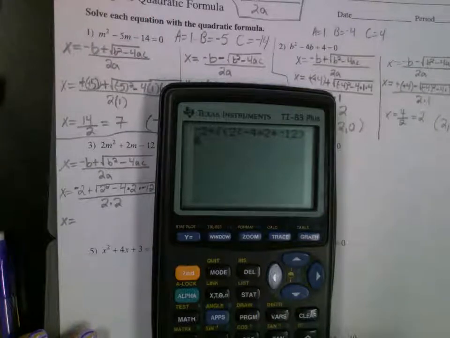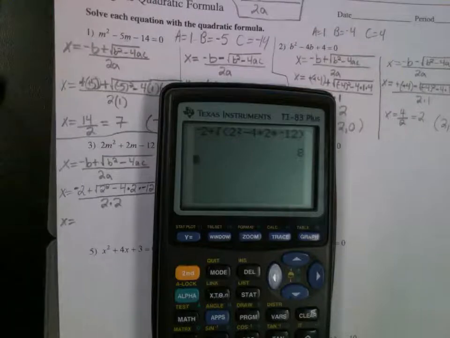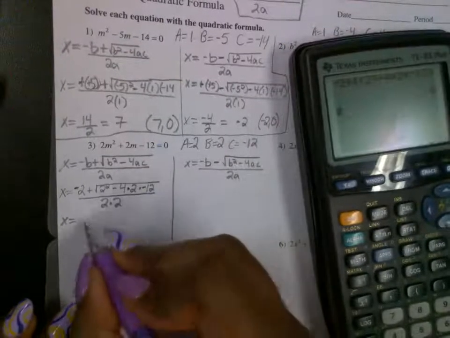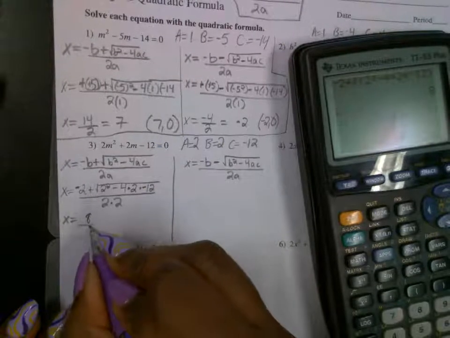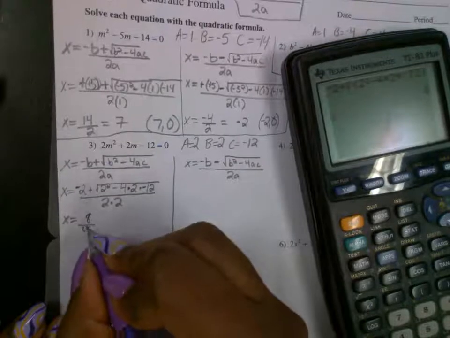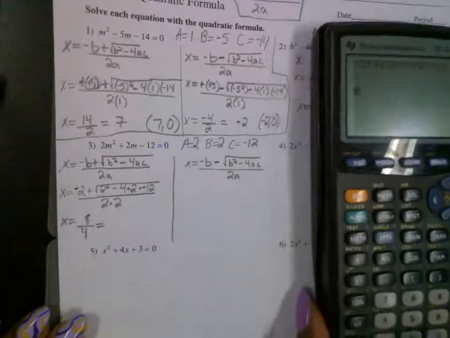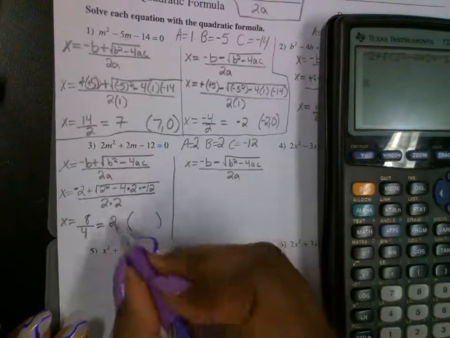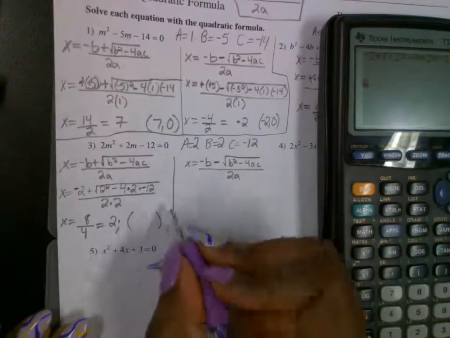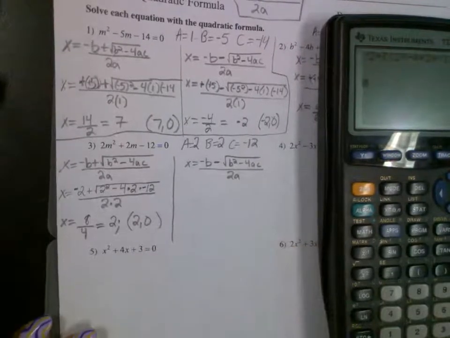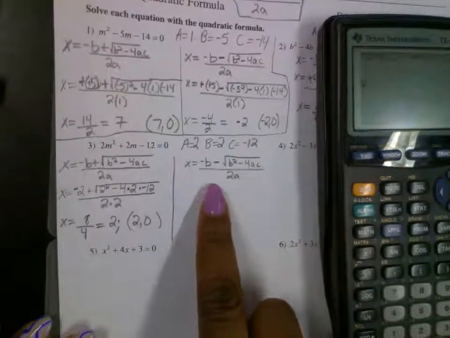Okay, what do I get from that? I get 8. Did y'all get 8? Yeah, 8. Very good. So we put 8 here. And what do we put on the bottom? 4. So our x value is going to be what here? It's 2. So where does it cross the x-axis? 2, 0.